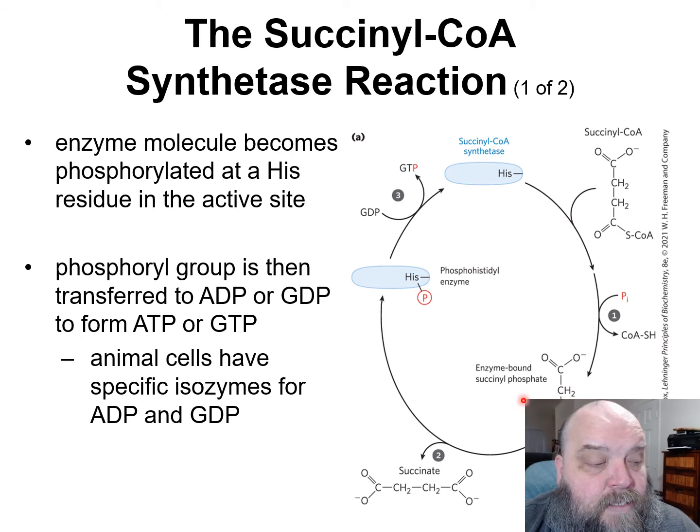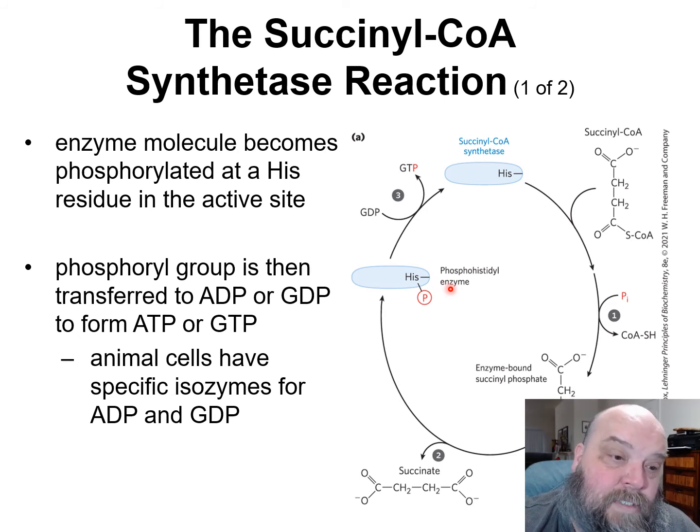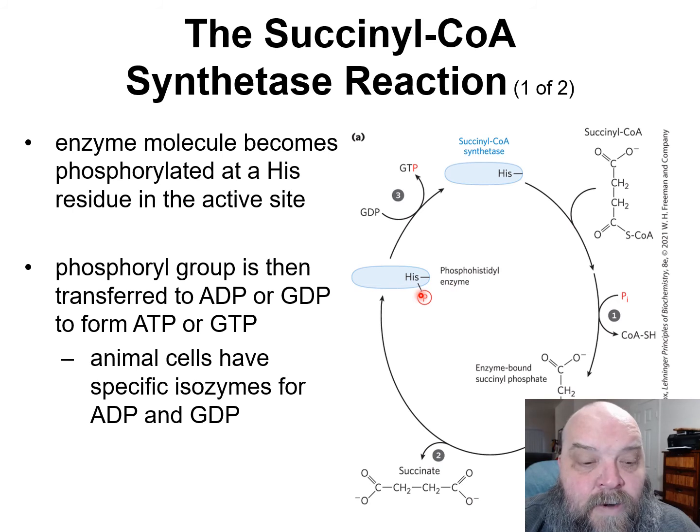Cleaving off that phosphate is going to release the succinate. That inorganic phosphate, though, is going to remain bound to a histidine residue in the active site. The phosphohistidyl enzyme, which is part of this succinyl-CoA synthetase complex, is then going to take that inorganic phosphate on this histidine residue and transfer it to GDP. GDP now becomes GTP due to substrate level phosphorylation, and everything has been reset.